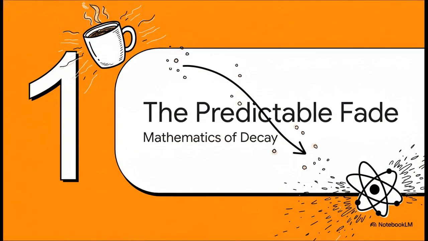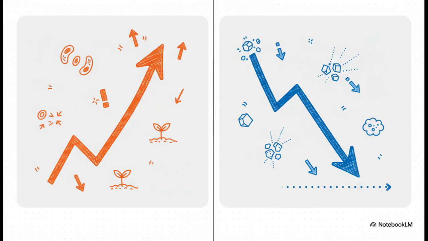Things don't just poof, vanish. They fade. And mathematics, specifically exponential functions, gives us this absolutely beautiful way to describe that process. You see, we usually think of exponential curves as this explosive growth, right? Like something doubling and doubling. But decay is its perfect mirror image. Instead of multiplying, it's constantly dividing.